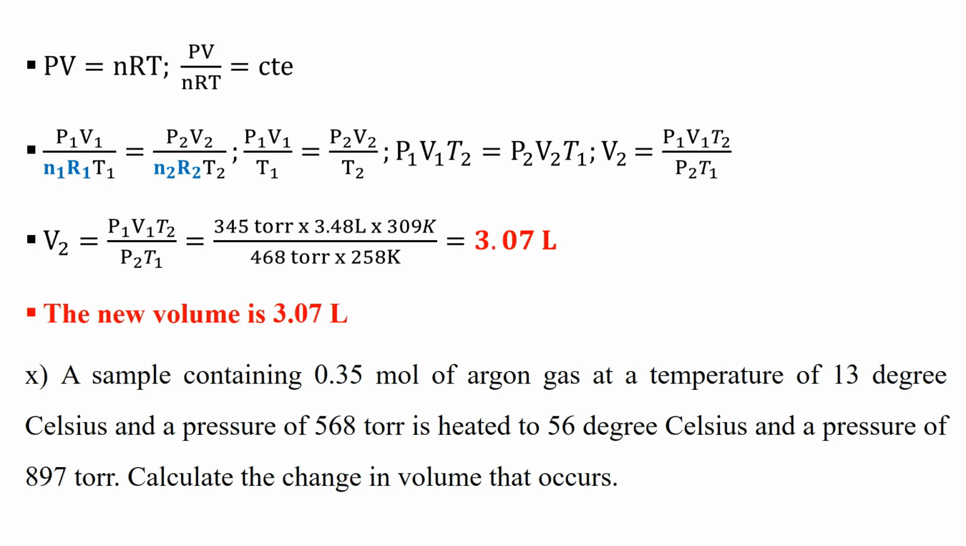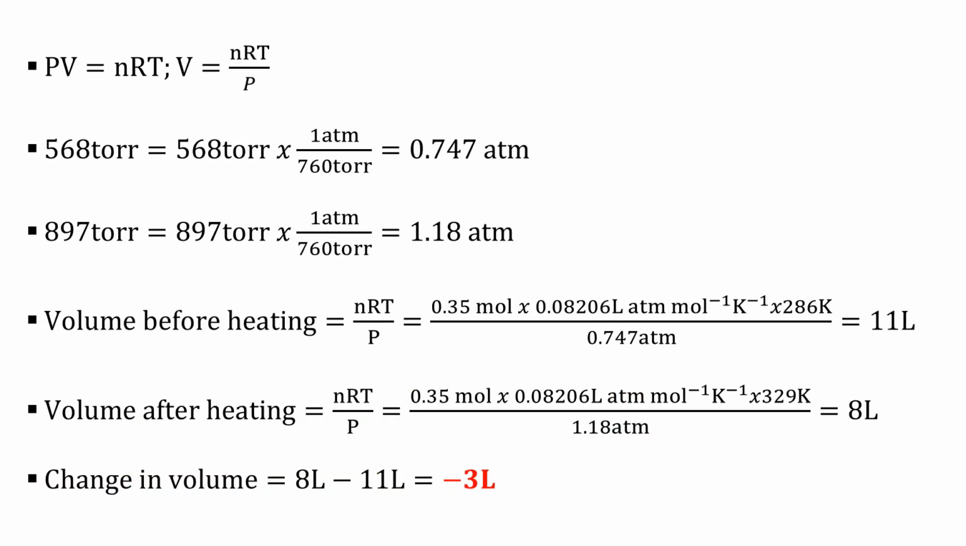Sub question 10. A sample containing 0.35 moles of argon gas at a temperature of 13 degrees Celsius and a pressure of 568 torr is heated to 56 degrees Celsius. Then they are changing it. This means that they are changing the temperature from 13 to 56 degrees Celsius, and they are also changing the pressure. Calculate the change in volume that occurs. So we also use the same logic. We know PV is equal to nRT, and now we have the volume which is equal to nRT over P.